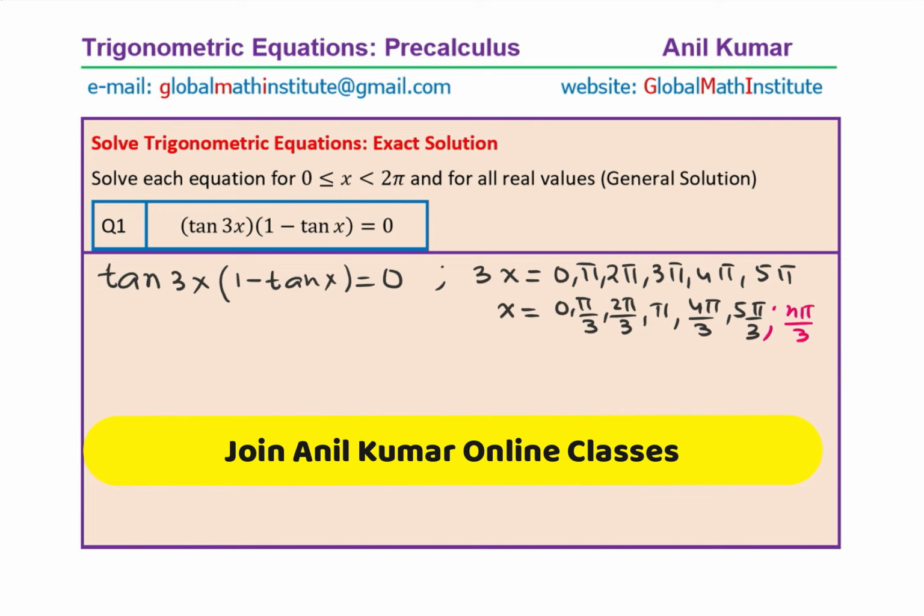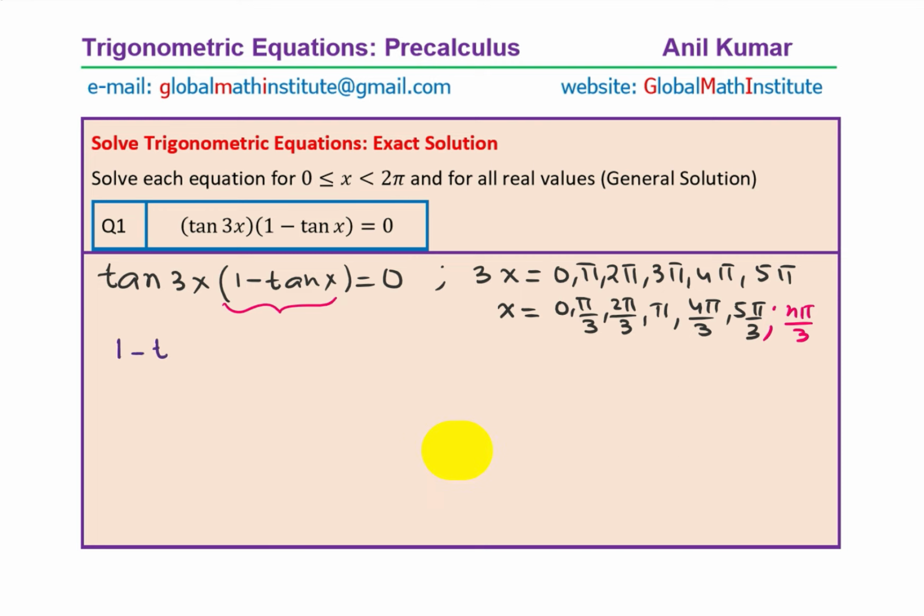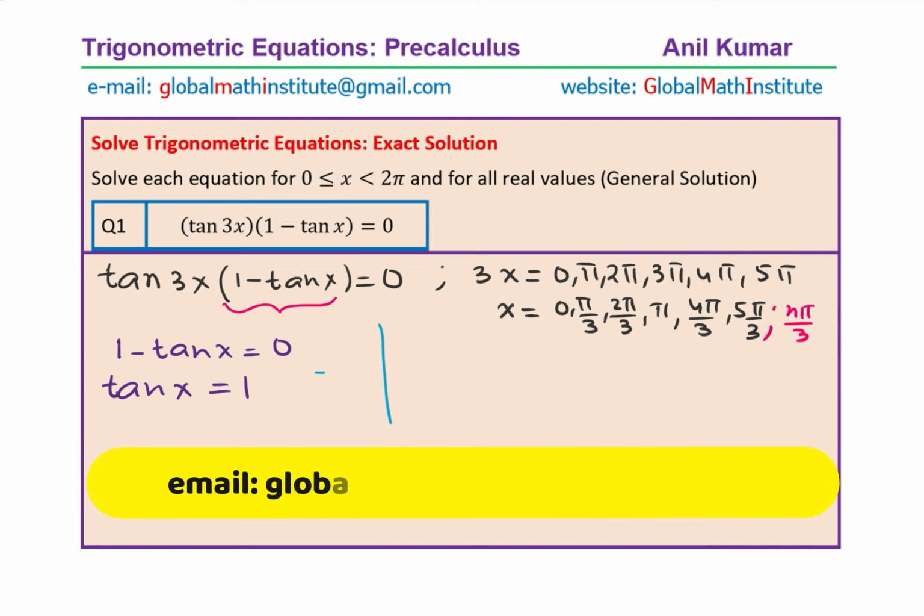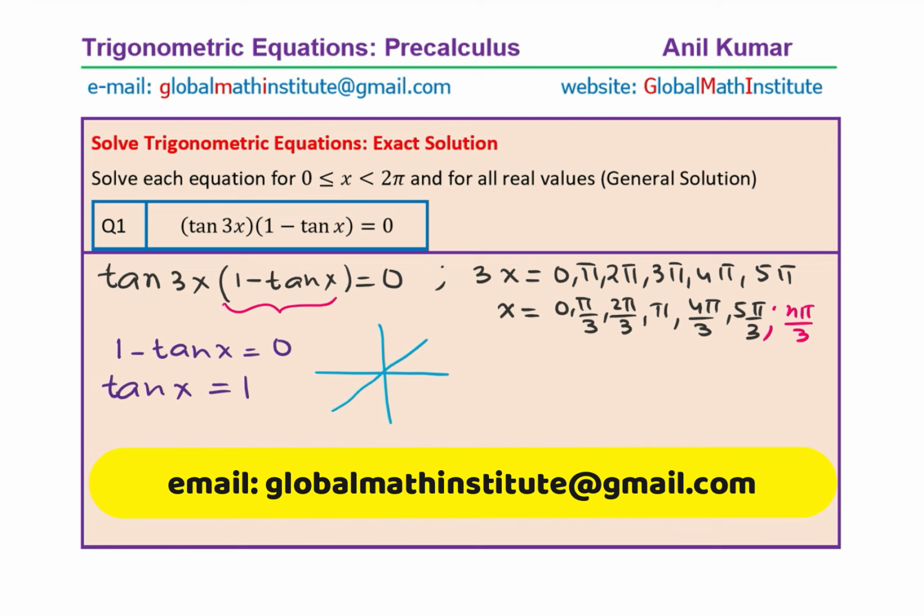Now let's look into this part, which is 1 minus tan x. Perfect? So when will 1 minus tan x be equal to 0? That is when tan x is equal to 1. And when is tan x equal to 1? Well, in quadrant 1 and in quadrant 3. When the angle is pi by 4 or 5 pi by 4, correct? As you can see.